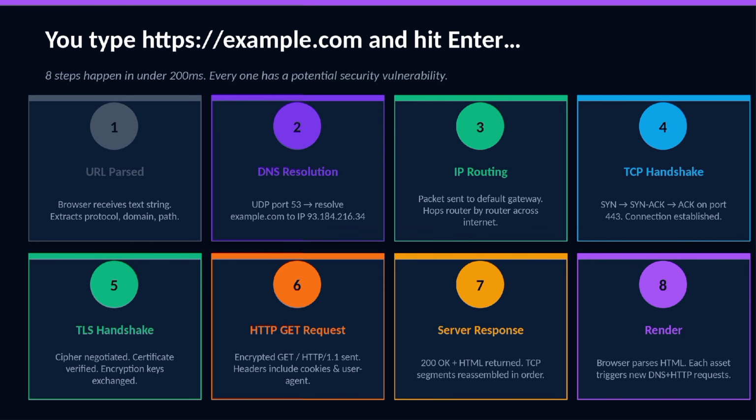Step 3, IP routing. Your device prepares a packet destined for 93.184.216.34. It checks, is this IP on my local network? No. So it sends the packet to its default gateway, your router. The router looks at its routing table and decides the next hop, maybe your ISP's router, which passes it to another router, which passes it to another. Each router at layer 3 reads the IP header, makes a routing decision, and forwards the packet.